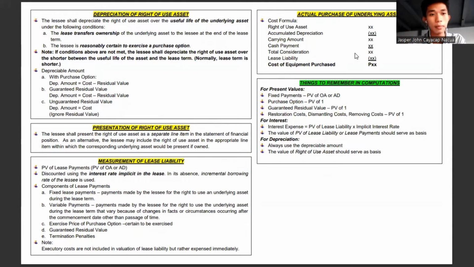For measurement of lease liability, we have the PV of lease payments. It is discounted using the interest rate implicit in the lease. Components of lease payments include fixed lease payments, variable payments, exercise price of purchase option, guaranteed residual value, and termination penalties. For actual purchase of the underlying asset, we have right of use asset less accumulated depreciation, add cash payment, less lease liability is equal to the cost of equipment purchased. I also attached here things to remember in computations for convenience in computing present values, interest, and depreciation.